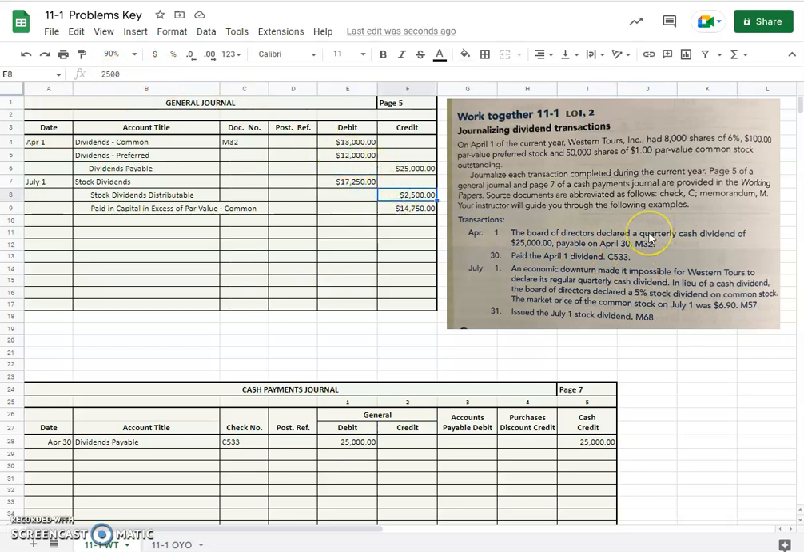And maybe it would make more sense if we put that here. Right, so that you can see that. Okay. All right. So that's all there is. I think, oh, and July 31st, we issued the stock dividend. I suppose we got to do that one too.